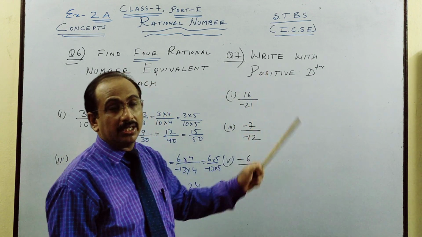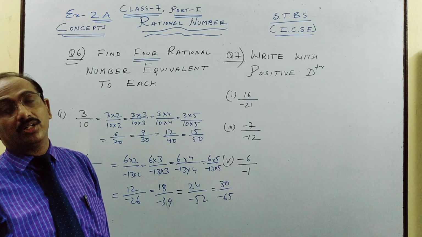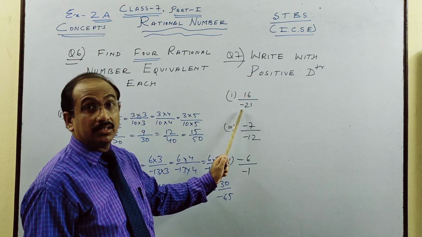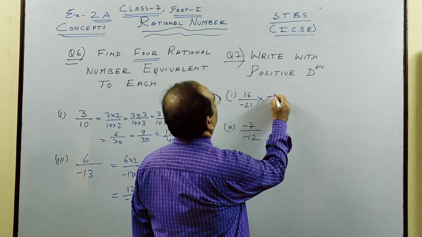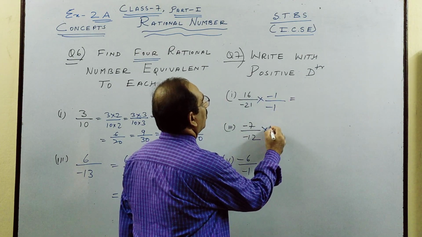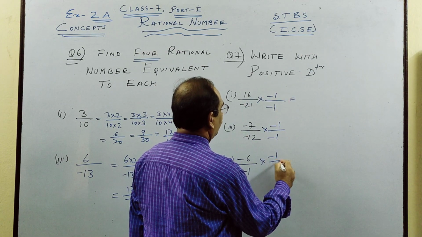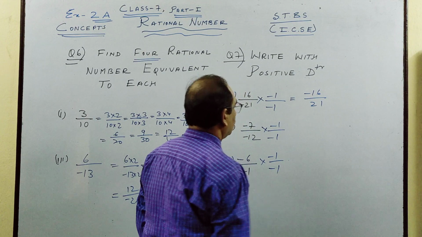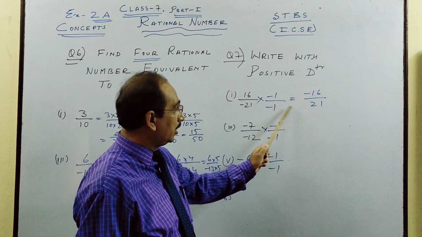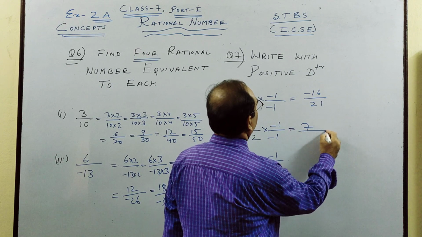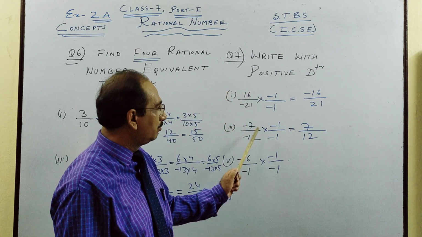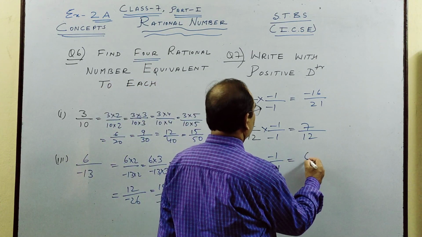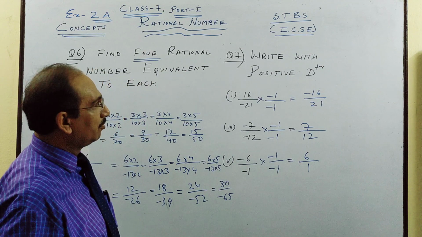And the last thing, very important I told you, we will do next sum is convert to standard form. So the first step for converting to standard form is make the denominator positive. So what we do, children, we multiply and divide by minus 1 each. So what will happen, you will see, this will become minus 16 by 21. Numerator becomes negative but denominator becomes positive. Here both of them are negative, both will become positive. Minus minus plus, 7, 12, minus minus plus. And the last one also, children, you will get 6 by 1.